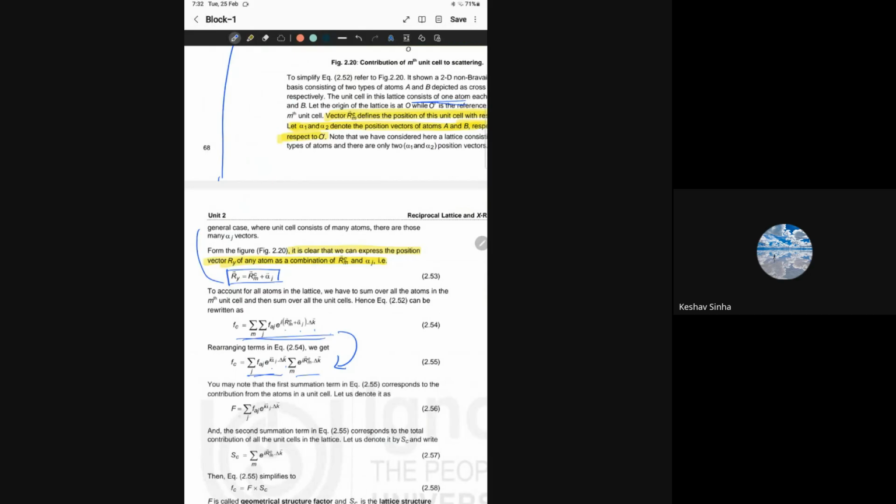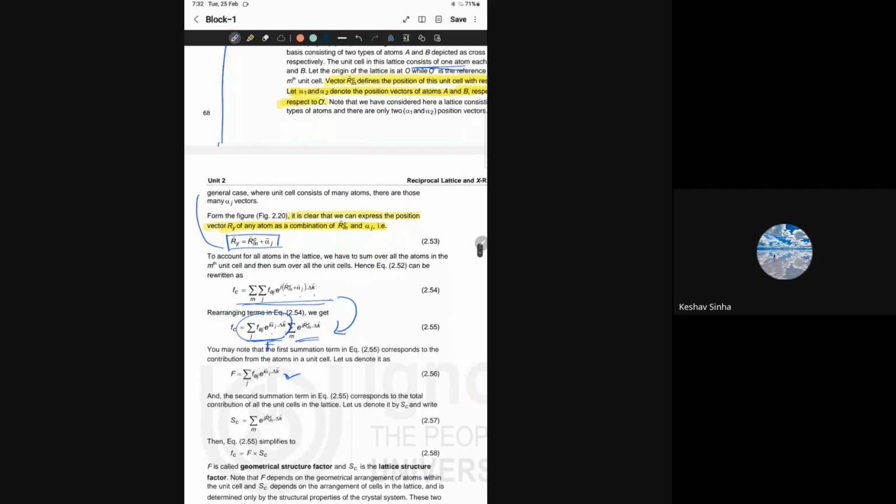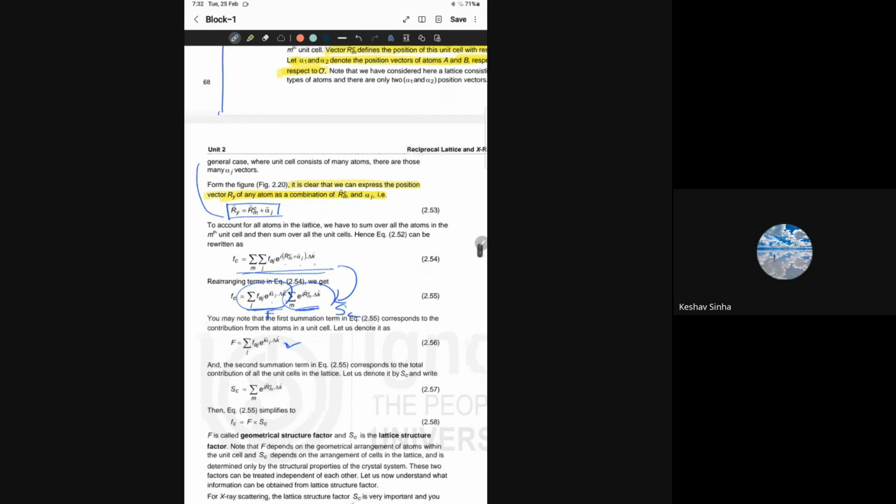So capital F is represented by this part, f_j. And the second summation part is basically S or S_c, written over here. F is called the geometrical structure factor, and S is called the lattice structure factor.